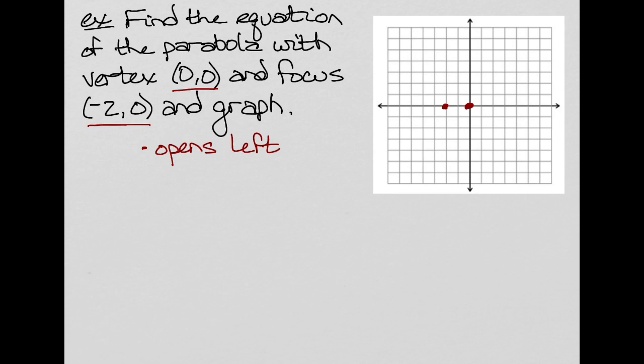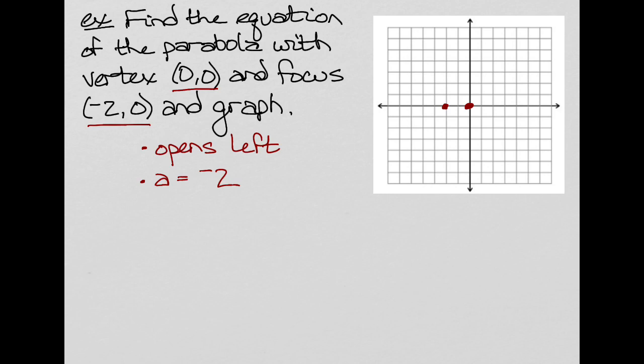the value of A. A is the distance and direction of the focus away from the vertex. Well, the distance is 2, and the direction is to the left, which would be the negative direction. Since it's in the negative direction, my value of A is going to be negative. So I can tell from this that the value of A for my equation is -2.